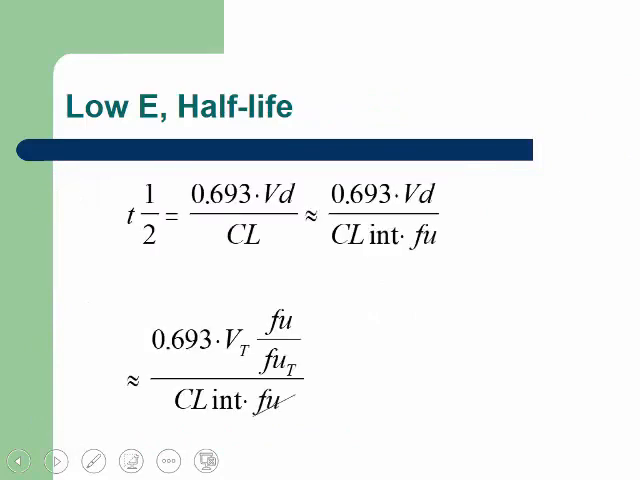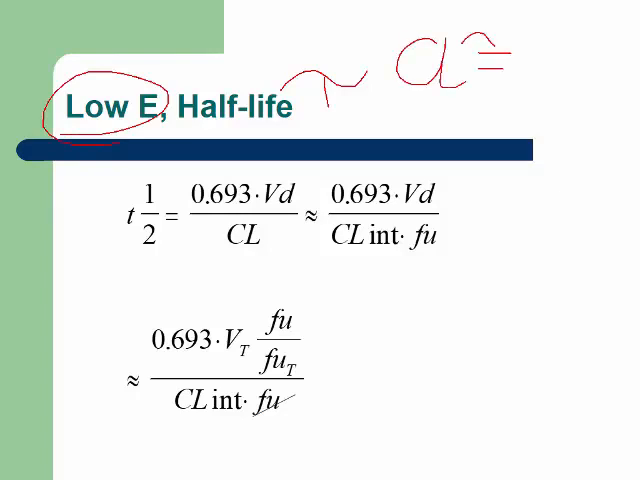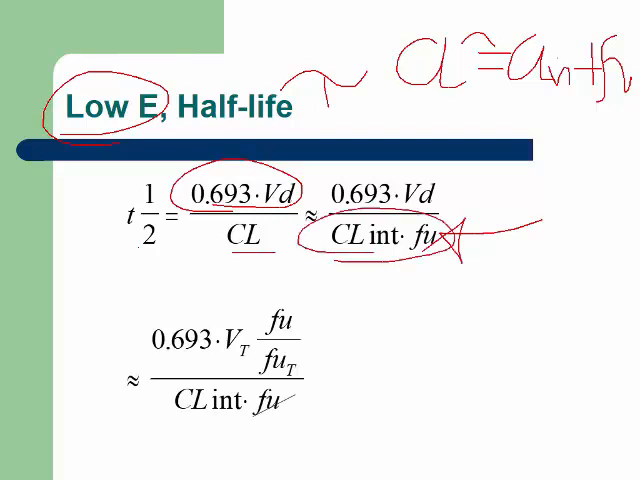All right, what about looking at half-life? Remember, I wanted you to consider half-life because half-life is how we determine if we want to make a change in our dosing interval. So we have our low extraction drug. What we know is that our clearance is approximated by intrinsic clearance times fraction unbound. So half-life we know is 0.693 times volume over clearance. And for a low extraction drug, we can replace our clearance with intrinsic clearance times fraction unbound.